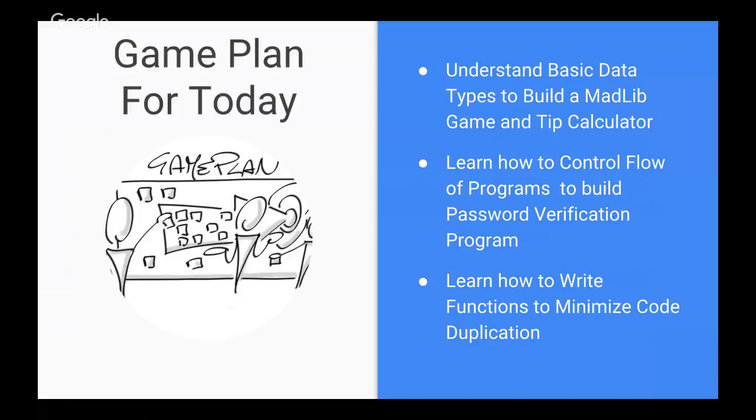After that, we're going to understand how we can control the flow of programs. How do we use if-else statements? How do you write a for loop? How do you construct a while loop so that we can build a very simple password verification program? And then finally, we're also going to learn how to write functions so that we can minimize code duplication. And if we have time, we're also going to learn how to use lists. But if we don't, we're going to focus on that next week.